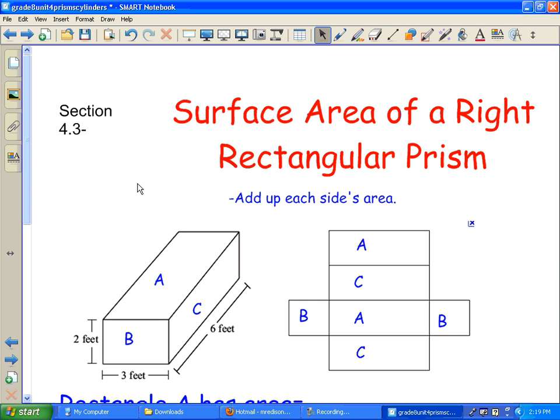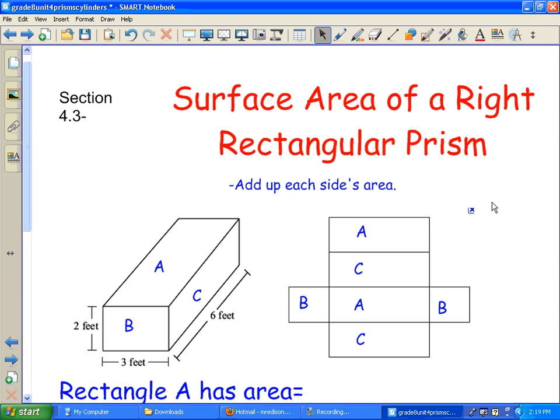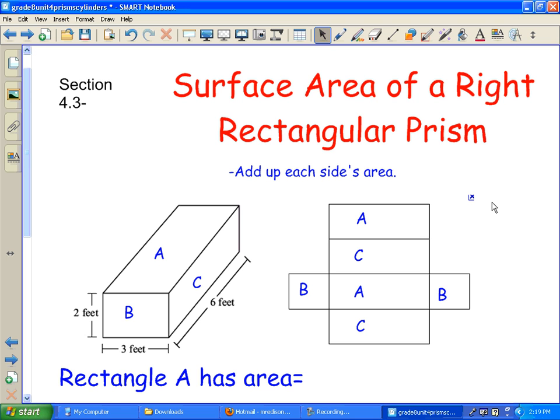Section 4.3, surface area of a right rectangular prism. So now that we know how to unfold into whatever net we need, now we're going to use that knowledge in order to calculate the surface area. It's kind of like painting a block.